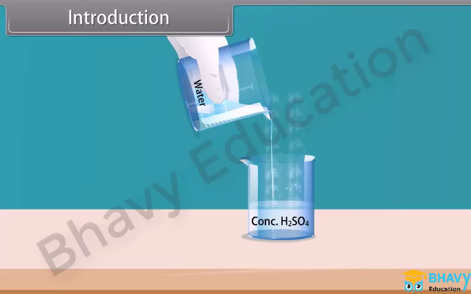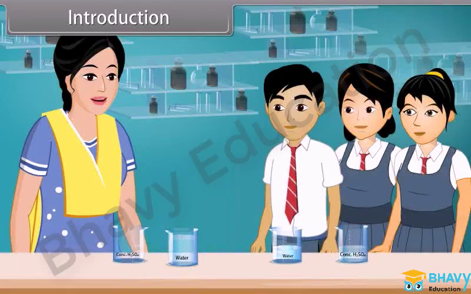When water is added to acid, spurting takes place and a lot of heat is produced during the process. This shows that concentrated sulfuric acid has a great affinity for water. Its dissolution in water is highly exothermic in nature. Therefore, for dilution of the acid, always add acid to water slowly and not water to acid.